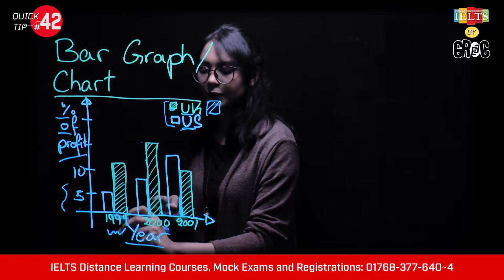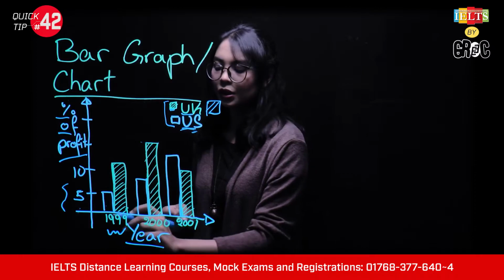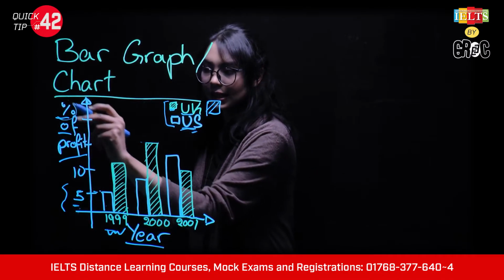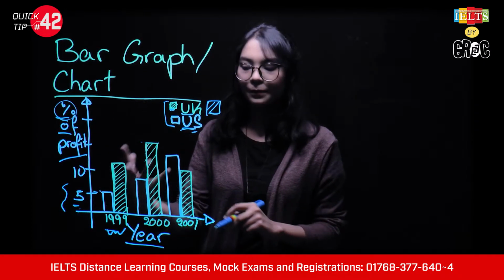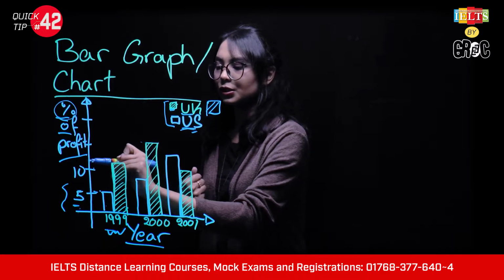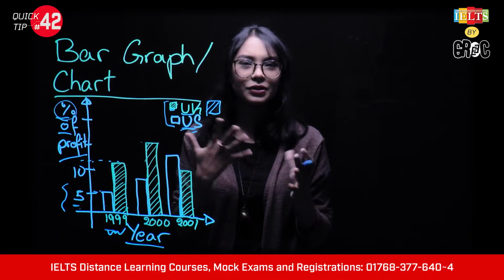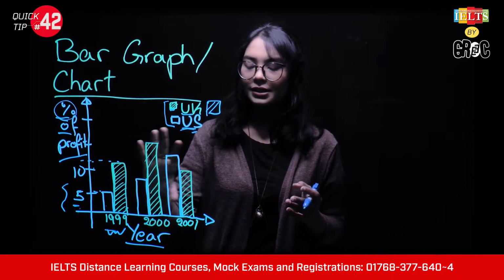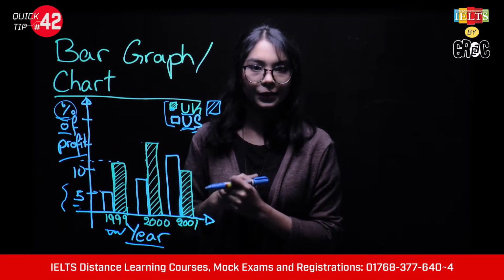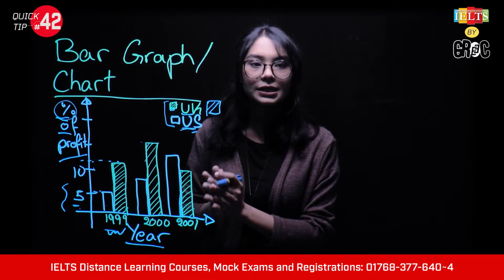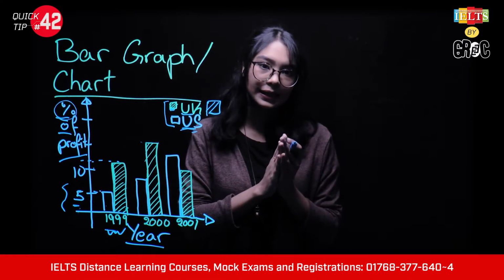So for example, for this one, for US in 1999 almost 5% profit was made, and in 1999 in the UK a little above 10%, maybe around 11-12% profit was made. All right? In this way we're going to see the data for the rest of the 2 years. Okay, so now you have the type of data, you have the specific data. How are you going to put that in the essay, right?